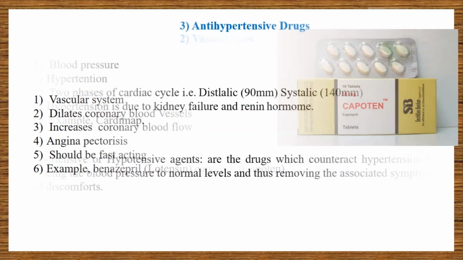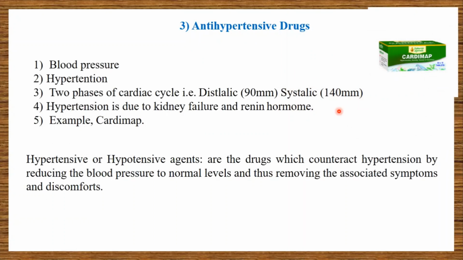Then the next class is antihypertensive drugs. Blood pressure is due to the pumping of blood by the heart through the blood vessels. The arterial blood pressure depends on cardiac output, total blood volume, viscosity of blood, elasticity of arteries, peripheral vascular resistance, and blood flow.